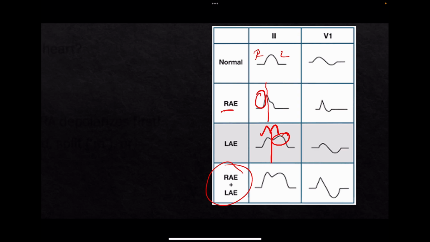So any type of P wave that is in an M shape, it's also known as P mitrale, it's left atrial hypertrophy. Peaked P waves, right atrial hypertrophy.